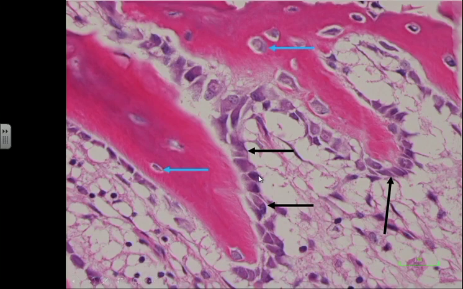So again, to summarize, this is an image showing a reactive bone. So this bone is reactive. It's in the process of forming bone. We can see the osteoblasts lining the surface of the bone. We can see the osteocytes inside the bone, and we can see the pink bone matrix.